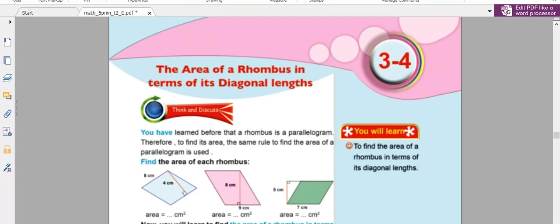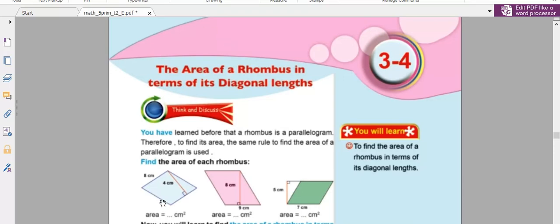But first, we know that the rhombus is a parallelogram, so we will treat it as a parallelogram. If we want to get its area, we deal with it like a parallelogram. We know that the area of the parallelogram, according to its side lengths, is base times height.